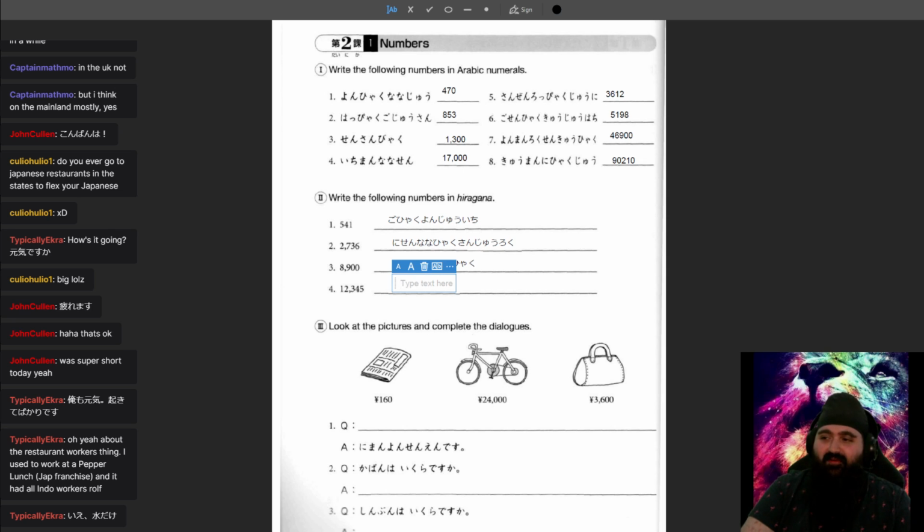But 12345, how do we say that? So we'd say in English 12,345. But we don't say 12,000 in Japanese. It's not junisen. It's ichiman. Ichiman. Nisen. 300. 40. 45.